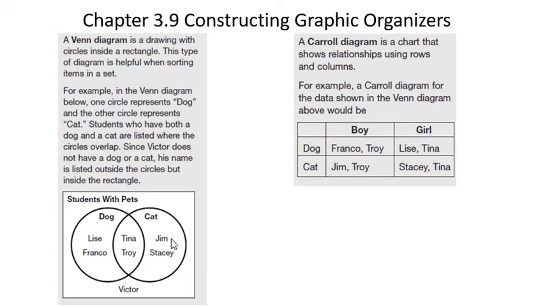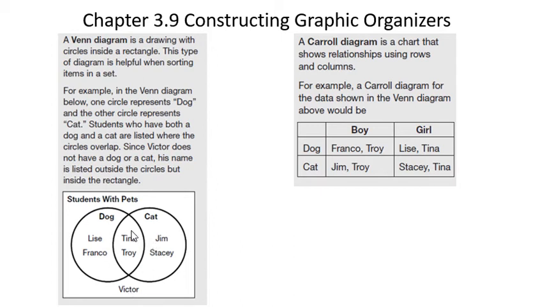This circle has Jim and Stacy in just this section, but Jim and Stacy are not in the dog circle, so they only have a cat. Victor is outside of these two circles. That means he does not have a dog or a cat.